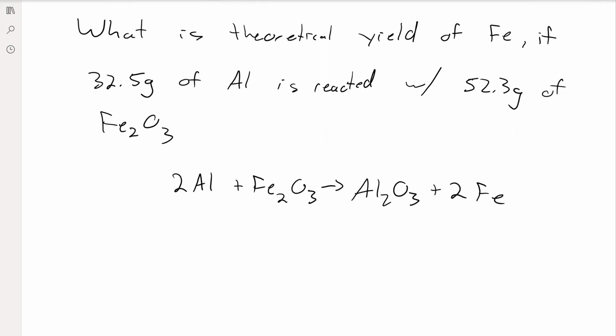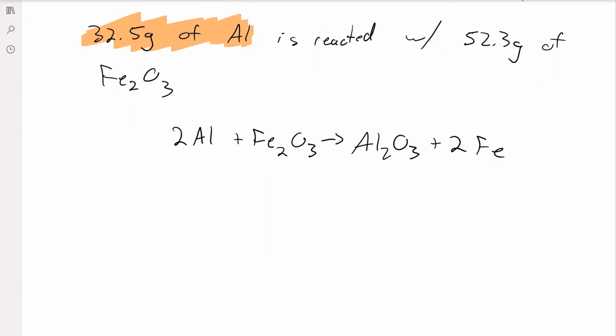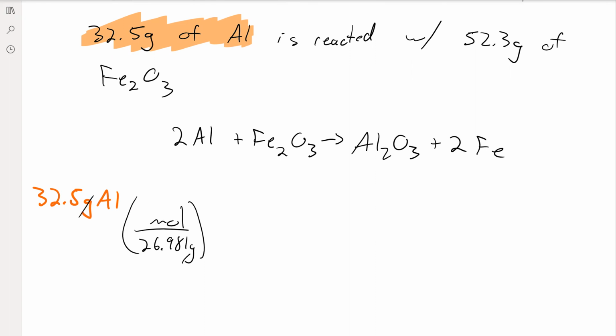So we can go ahead and just start off with the aluminum. If we have this much aluminum, how much iron could we form? So we start off with the 32.5 grams of aluminum. Of course, our goal is always to get to moles of A, in this case, moles of aluminum. So we can use the molar mass of aluminum, which is 26.981 grams per mole, which we can grab from the periodic table.